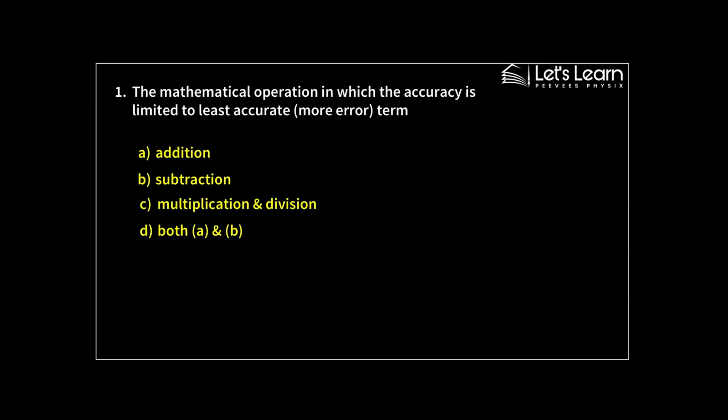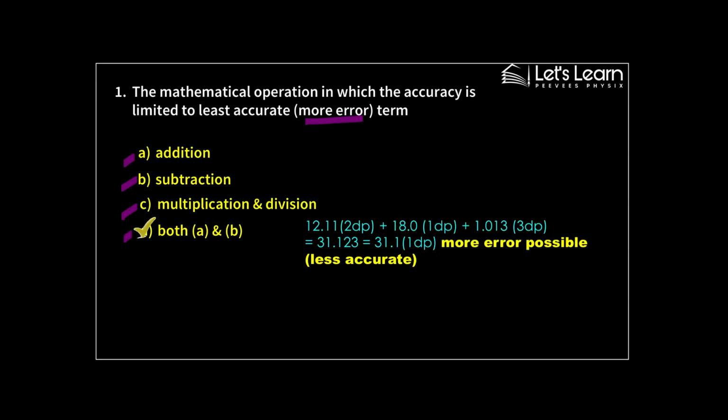Let's do some MCQs. The mathematical operations in which the accuracy is limited to the least accurate. Least accurate means more error possible. Is it addition, subtraction, multiplication, or both A and B? To do that, I'll give an example.